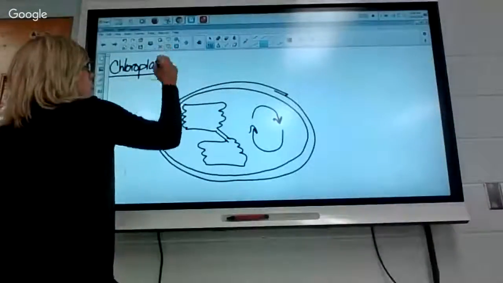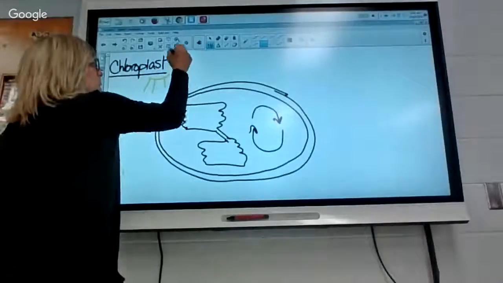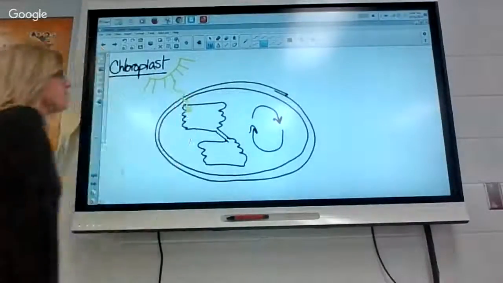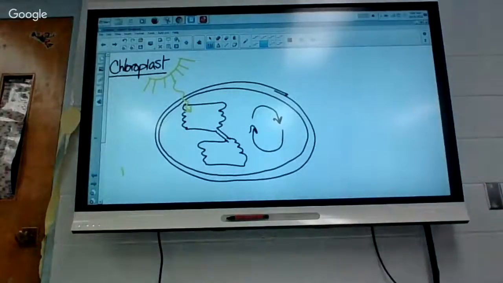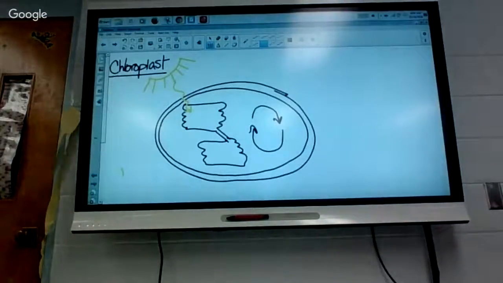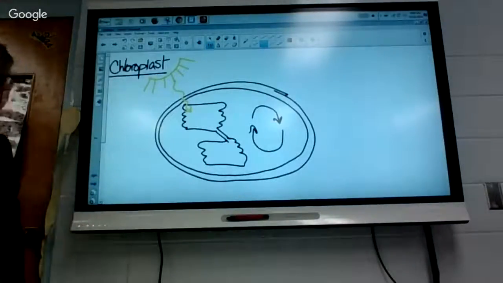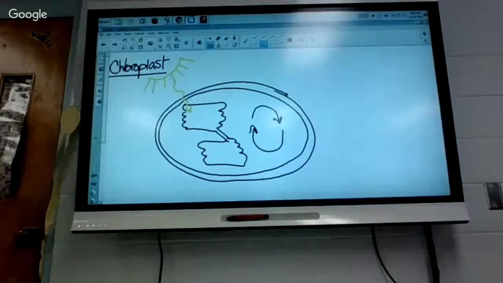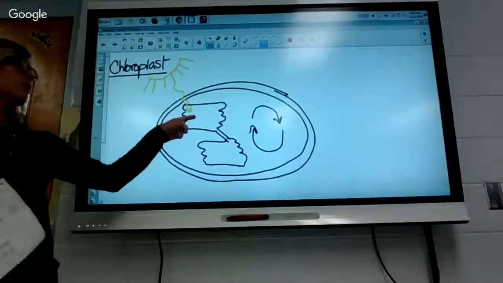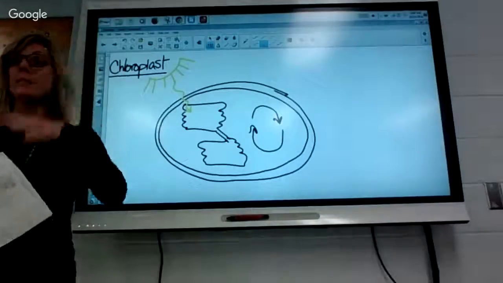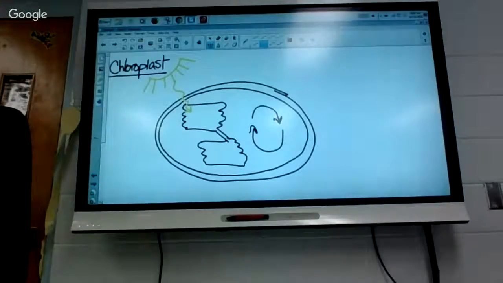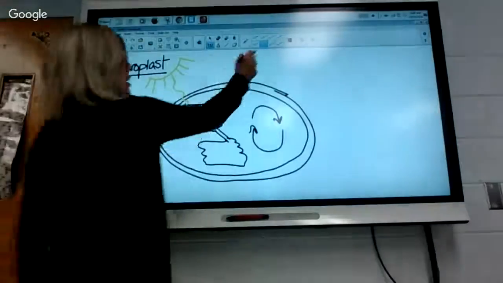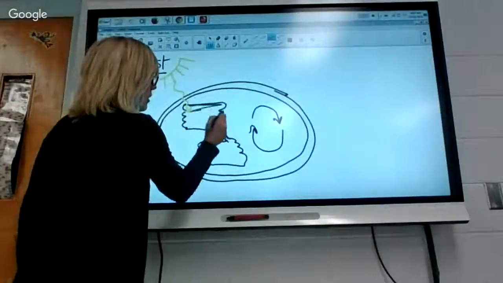We're going to go down like this, number. You're going to draw a sun. Yep, just draw some light coming in. Now, what color do you think we're going to have to color this? Green. So once you have your sun in place, grab your green, and we're going to color those little thylakoids here.